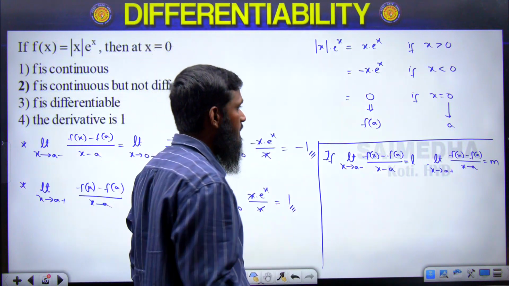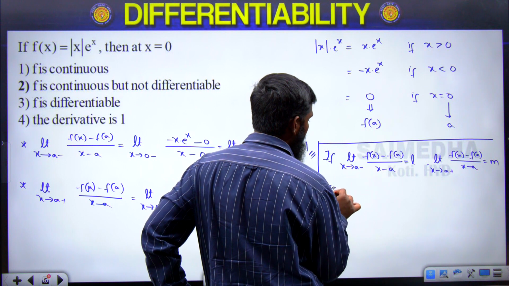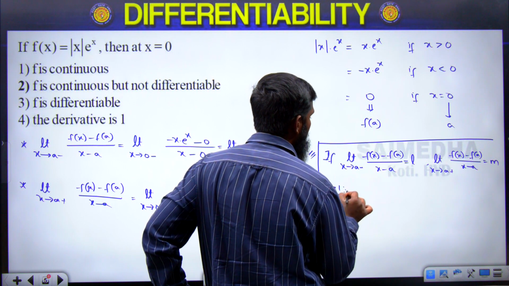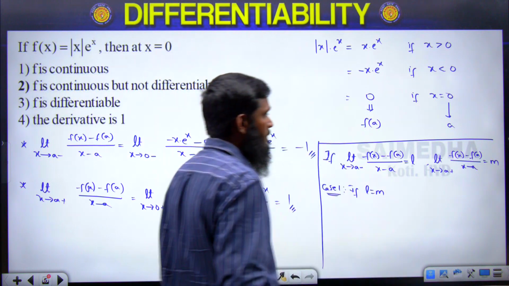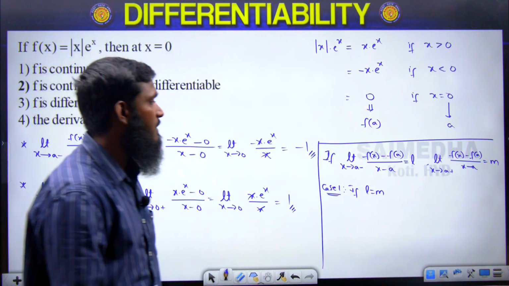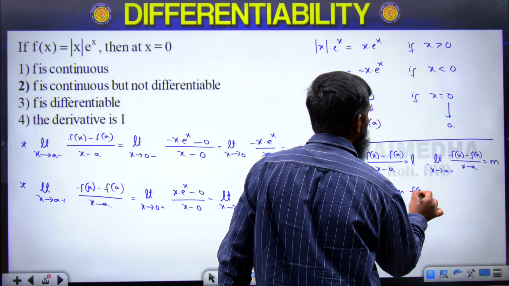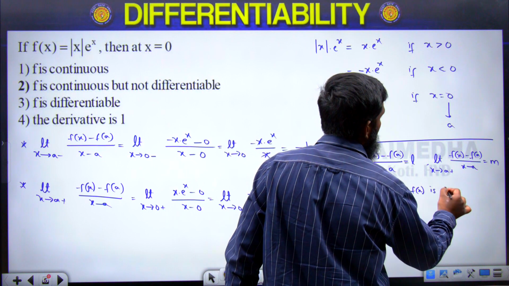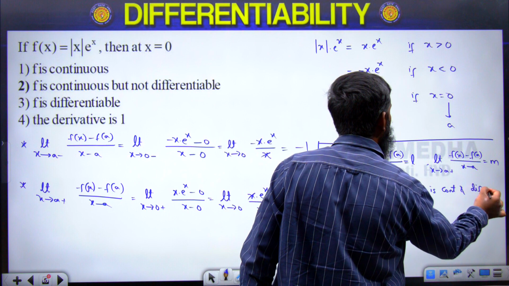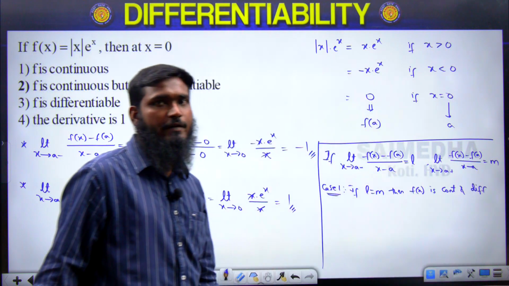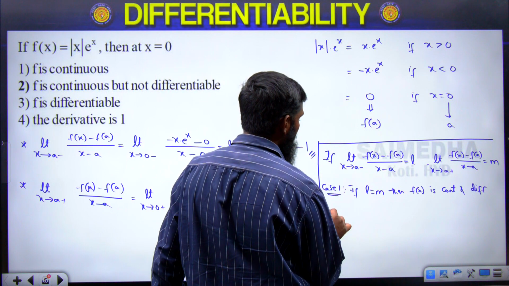Now listen carefully. So first, case number 1. What is case number 1? If the L value is equal to the m value, if the L value and m value are the same, then what can we say? Then f of x is continuous and differentiable. The function will be both if the L value and m value are the same. Now case number 2.